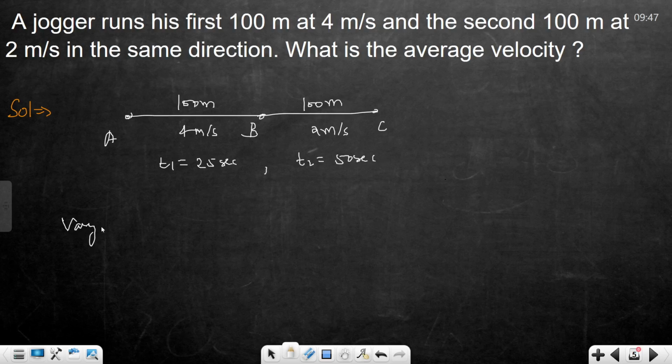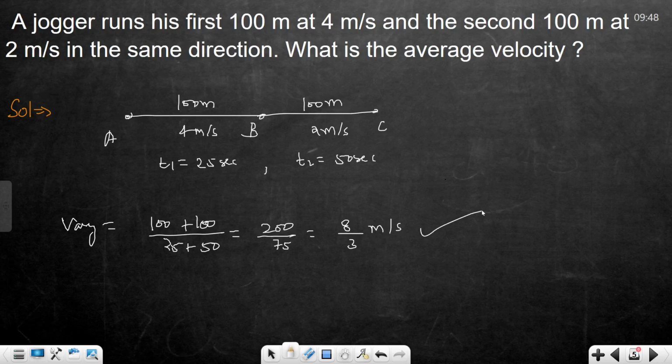V average will be simple: 100 plus 100 divided by time, that is 25 plus 50. So it's 200 by 75. That will be 8/3 meter per second. So this is the correct approach, beta. You can't just simply add and then take the average. You have to apply the basic formula, that is total length covered upon the time taken.